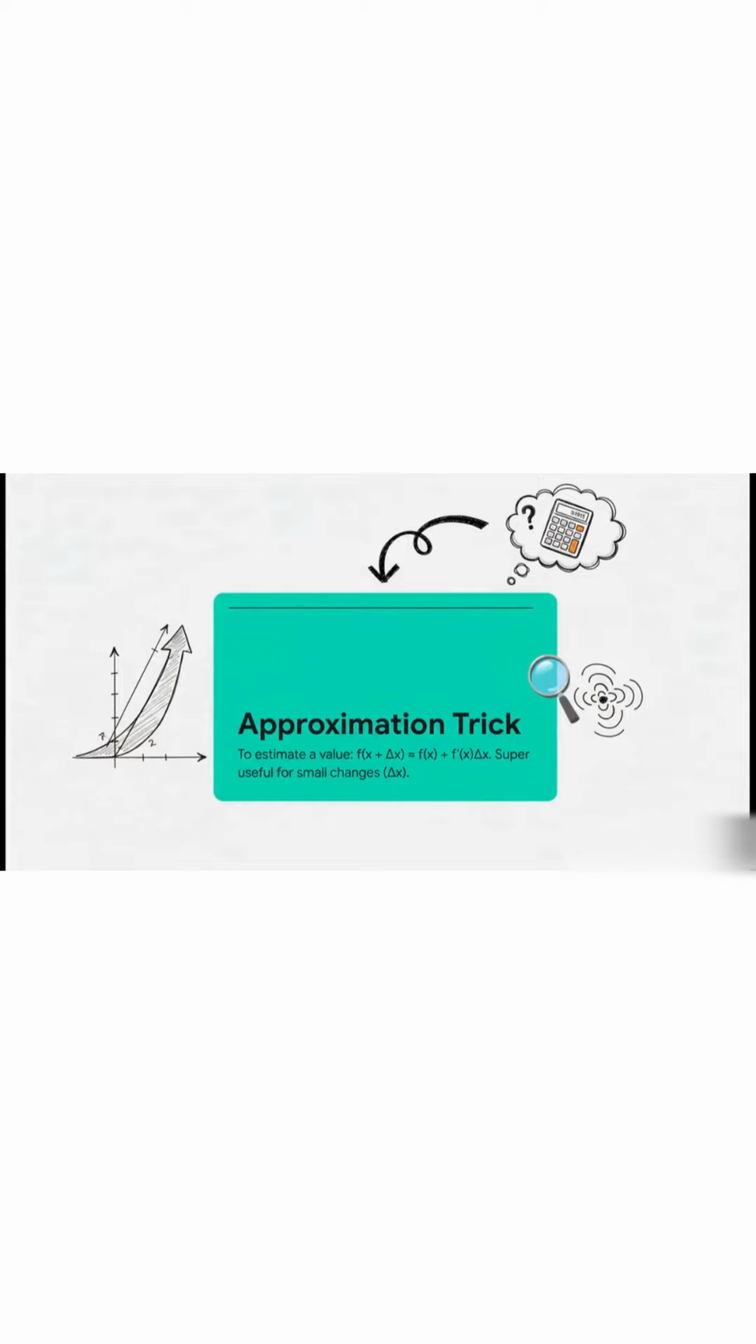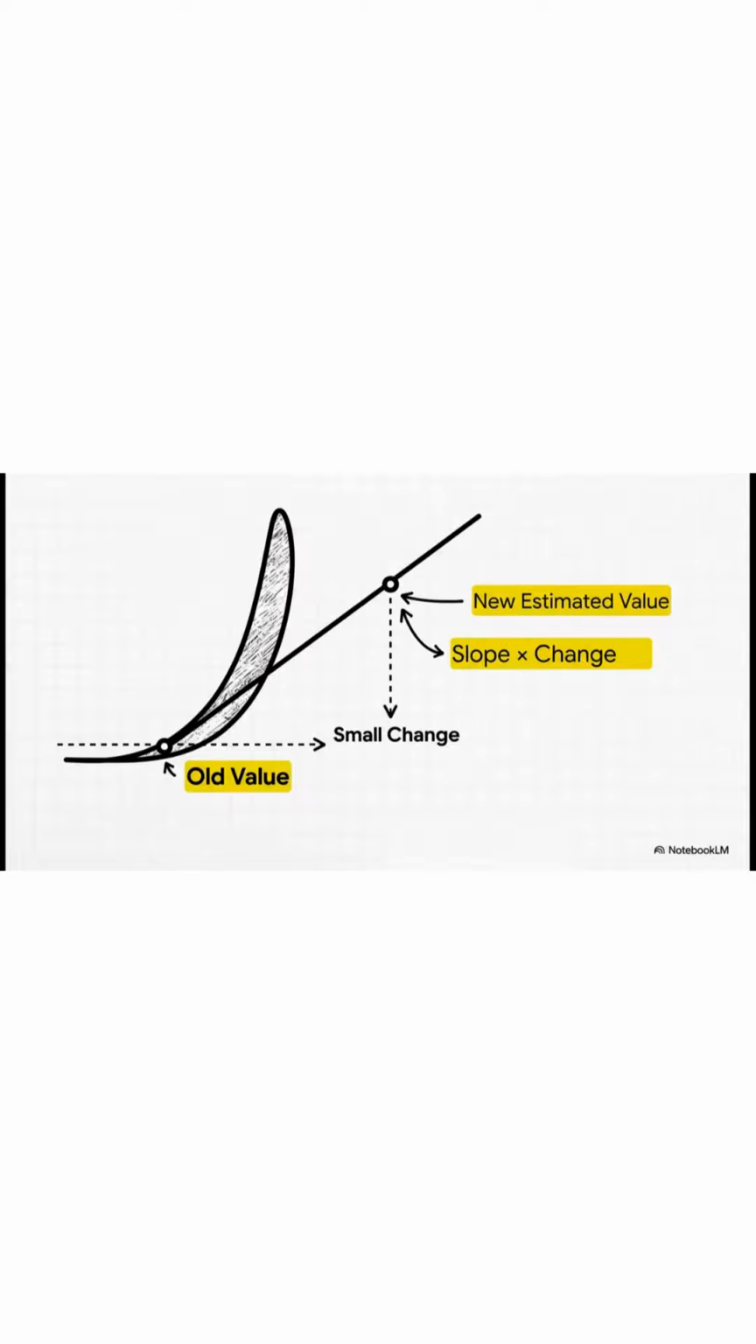Ever need to approximate a weird value like the square root of 9.1 without a calculator? This little formula is your secret weapon. Basically, it says a new function value is approximately the old value you know, plus the derivative at that old point, times the tiny little change. Let's break that down from math speak into plain English. It's just this: your new value is pretty close to the old value plus the slope times your small step. That's it. You're basically just using the tangent line to make a really good guess.